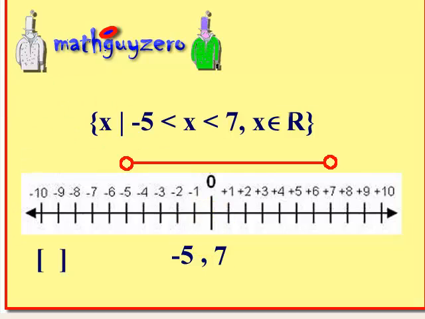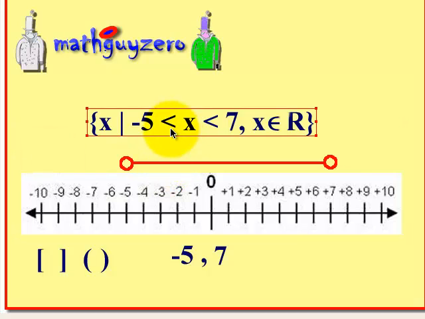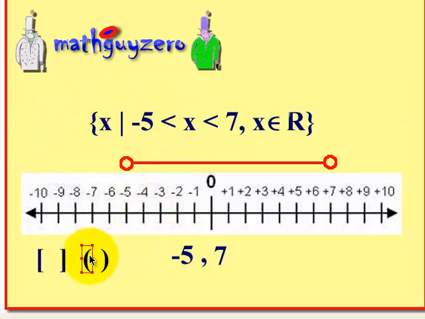Your $90 question is, do you put brackets on both sides, bracket on one side, or do you put parentheses on both sides or parenthesis on one side? And how you tell is by the symbol, the equality symbol, right? So this is less than. So that means we cannot use -5. -5 is not less than -5. So that means on the -5 side, we're going to have to use the parentheses.